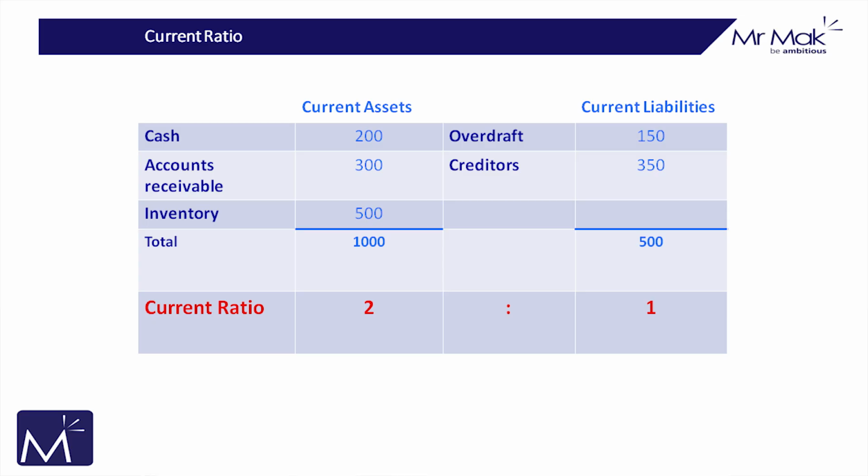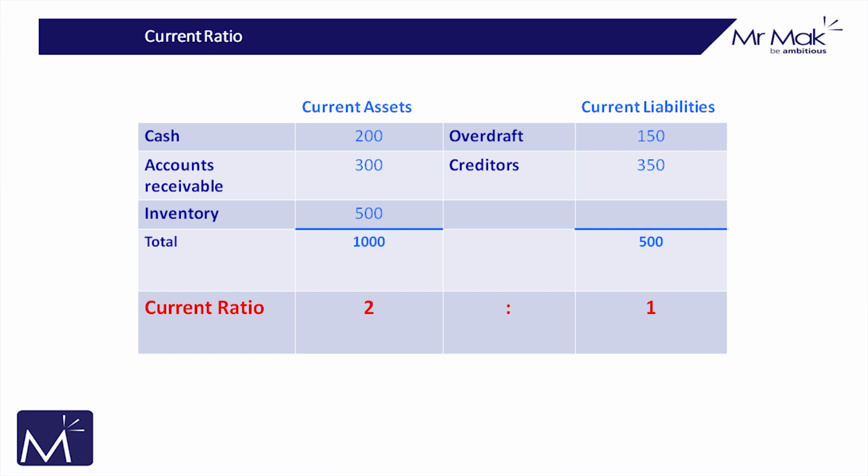Let's do an example. So in our current ratio example, we've got a company which has got current assets of cash, accounts receivables, and inventory. Those come to 1,000. They've also got current liabilities of 500 made up of an overdraft and creditors or accounts payable. Now, the total of the current liabilities is 500. Whatever the current liabilities balance is, simply divide it by itself. So if you divide 500 by 500, you're definitely going to get an answer of 1.